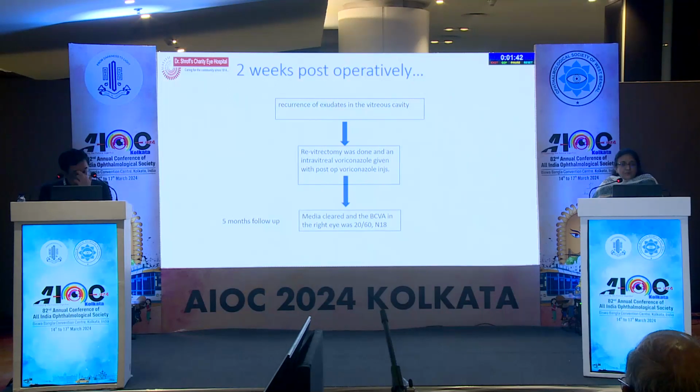And 2 weeks post-operatively, there was a recurrence of exudates in the vitreous cavity, and a revitrectomy was done this time again, and intravitreal voriconazole was given with post-op voriconazole injections. At 5 months, the patient was absolutely good. The media had cleared up. The BCVA in the right eye had improved to 20/60.